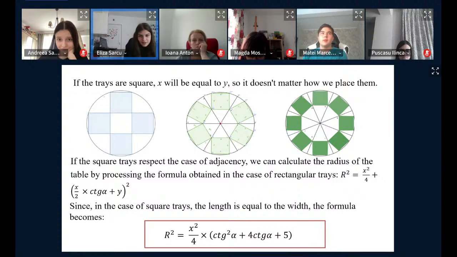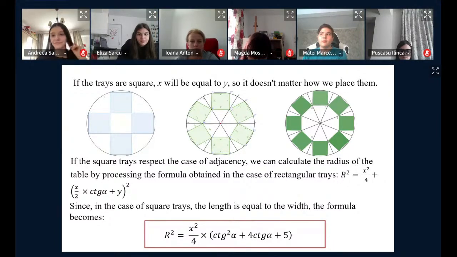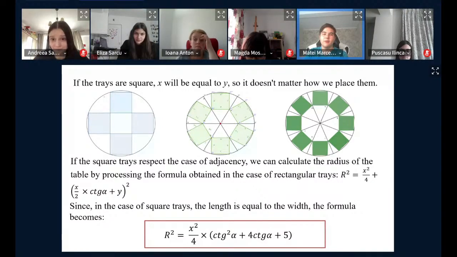If the trays are square, x will be equal to y, so it doesn't matter how we place them. If the square trays respect the case of adjacency, we can calculate the radius of the table by processing the formula obtained in the case of rectangular trays. Since in the case of square trays, the length is equal to the width, the formula becomes r squared equals x squared over 4 times cotangent squared of alpha plus 4 times cotangent of alpha plus 5.